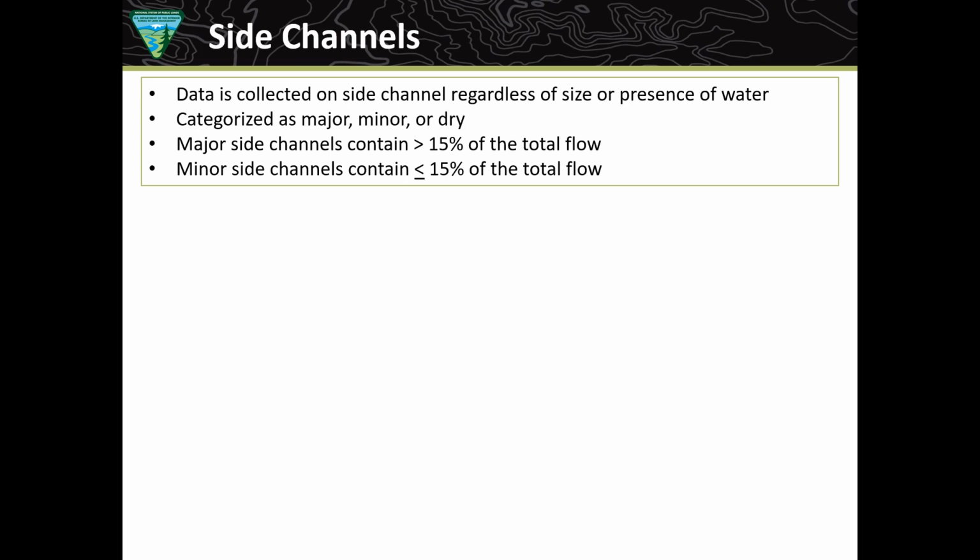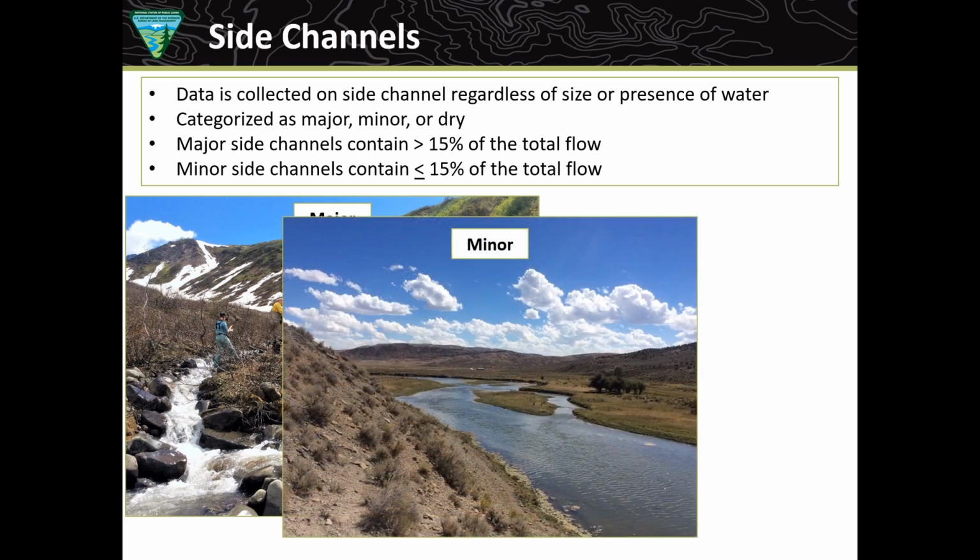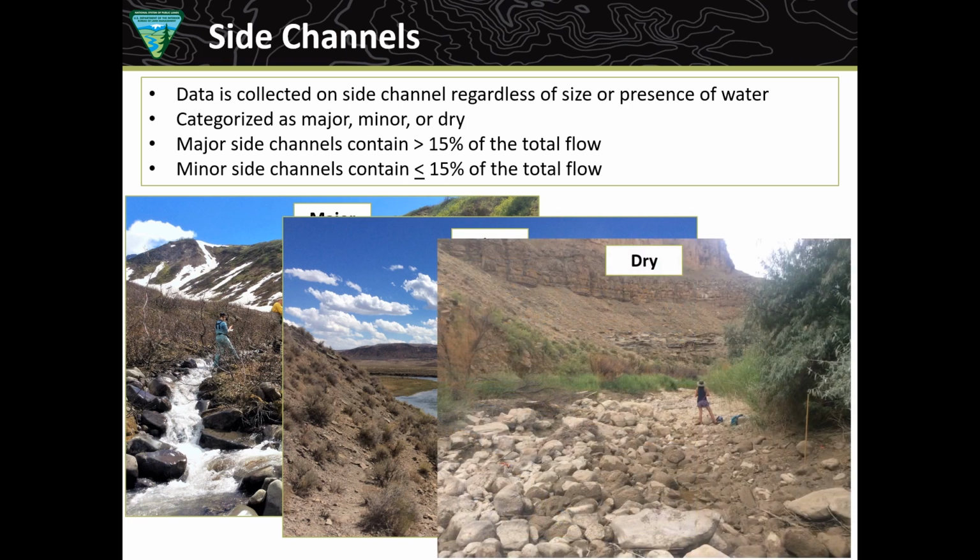Data should be collected on side channels regardless of size or presence of water. However, the side channel must be categorized as major, minor, or dry. Major side channels contain more than 15% of the overall flow of the stream. Minor side channels have less than or equal to 15% of the total flow. Dry side channels are channels with no flow and include those with standing pools of water.